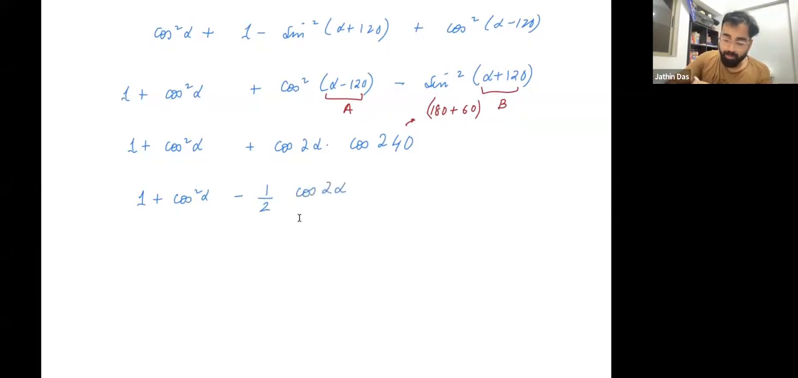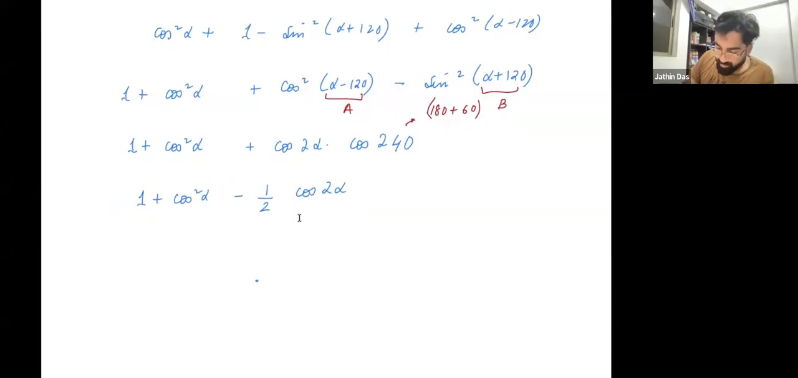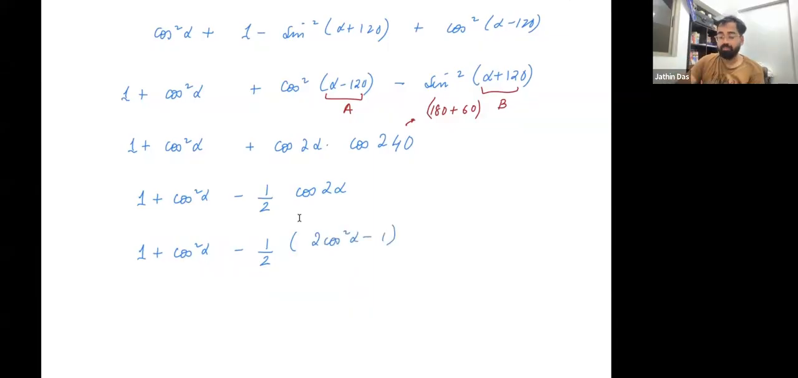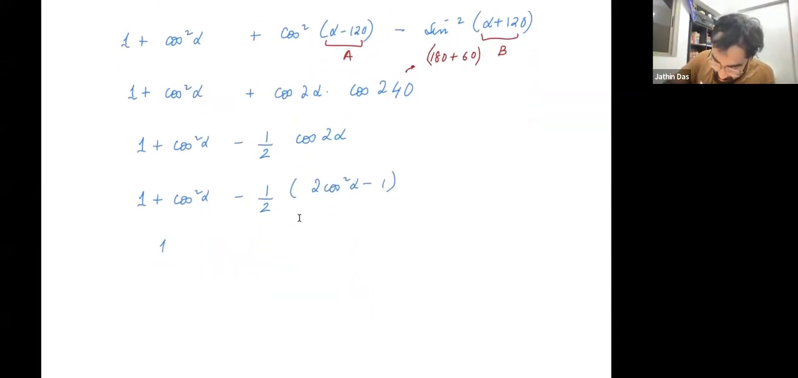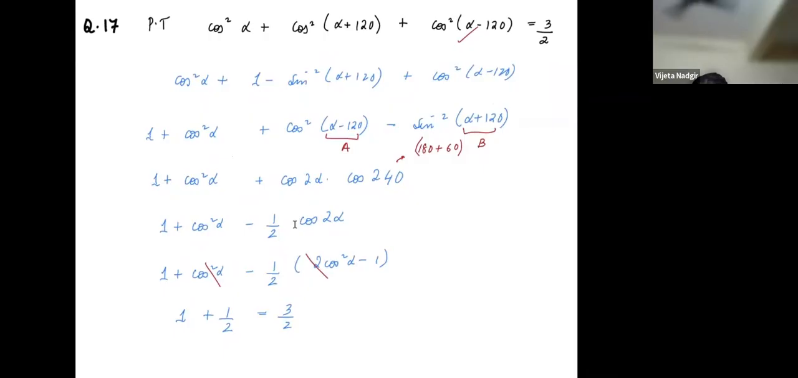Now you tell me what will you do? Which one will you convert it into? Because somewhere there is a cos square also and there is a cos 2 alpha. So what will you do to the cos 2 alpha? 2 cos square alpha minus 1. Correct. So see, cos square is getting cancelled. So 1 plus half आएगा 3 by 2. Cos square तो cancel हो गया. You get cos square minus cos square. Clear?